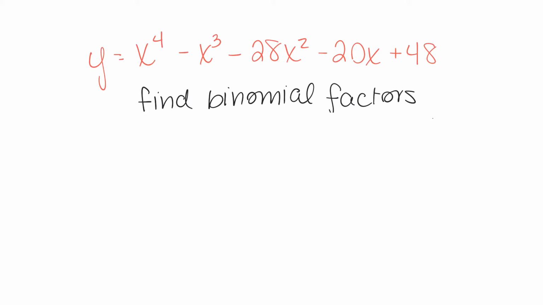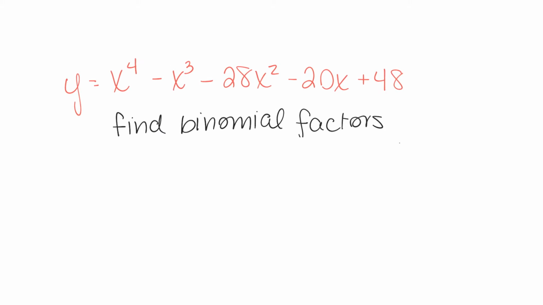So to do this, sometimes you're given a factor to start with that you can use to divide by. Sometimes you're not. When you are not given something to start with, you have to figure out where you can start. And the way we're going to do that is by looking at our constant. So here our constant is 48. That means that the potential factors we're going to use and the potential intercepts we're going to find are going to be factors of 48.